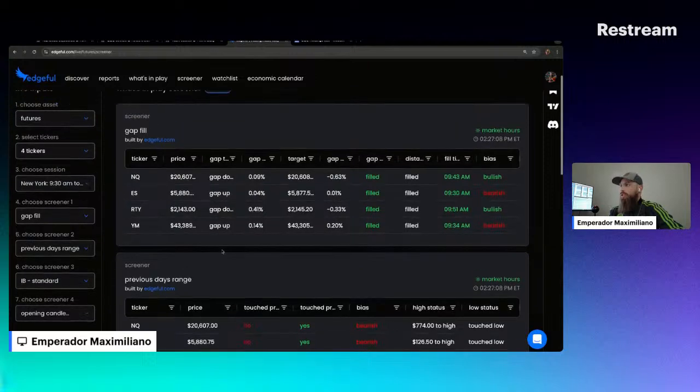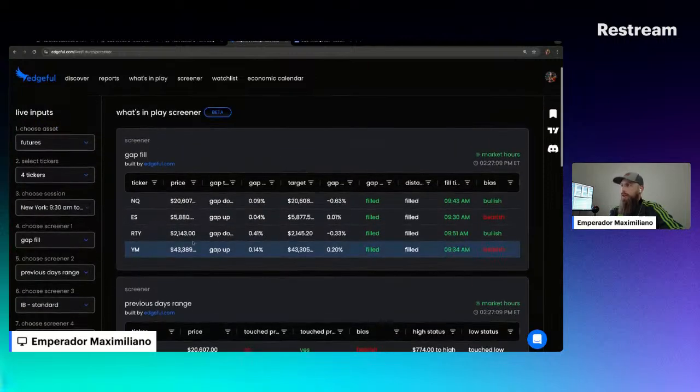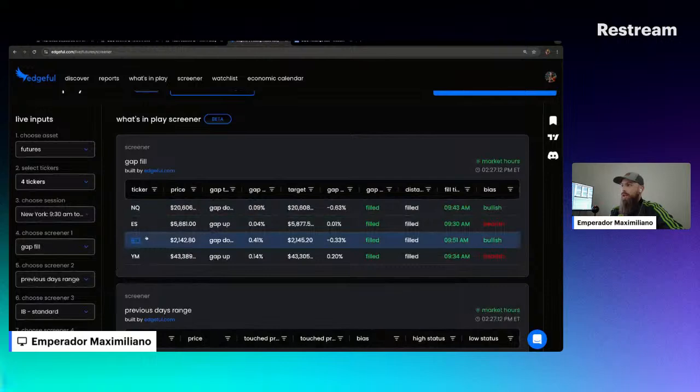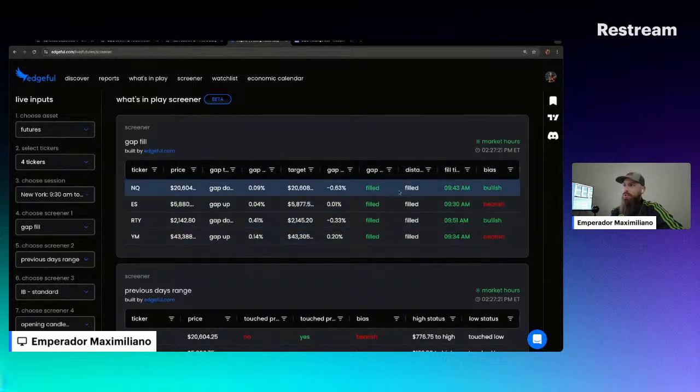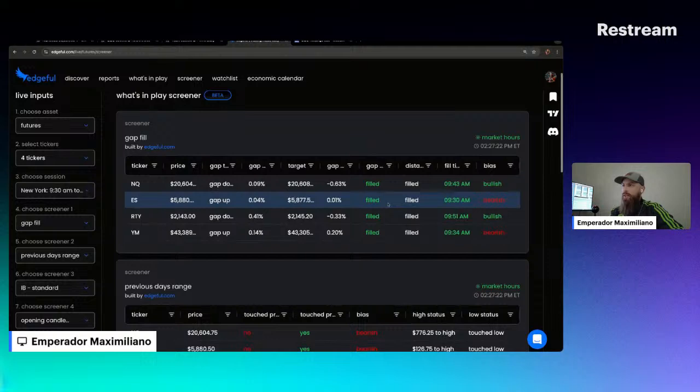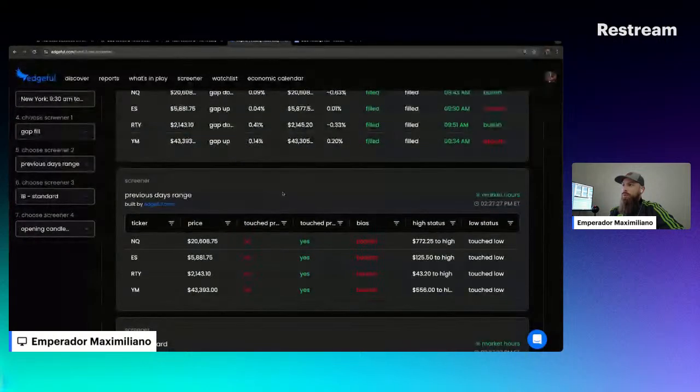You can see from the look here, I've built this one out as NQ, ES, RTY, YM. So in the morning I can look at this and immediately see, okay, gap fill, these two were opposing, but we did have all the gap fills this morning. You can watch this update in real time. Then I'm going to go down to previous day's range.